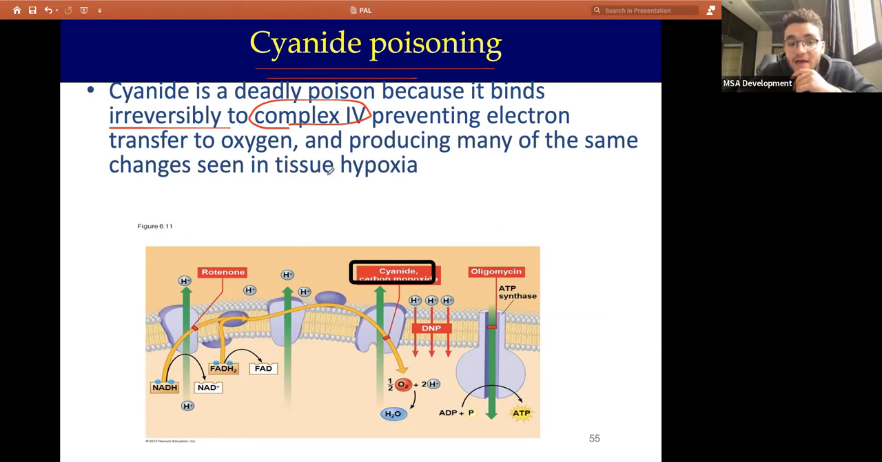And obviously this happens in tissue hypoxia. What is tissue hypoxia? Hypoxia means there is no oxygen. When there is no oxygen, there's nothing to accept the electron. So this is how you have to think of it. What is the function of complex number 4? To transfer the electron for the oxygen to accept it. If cyanide binds to it, it prevents this transfer. Or if there is no oxygen, the electron cannot be accepted. So this is the first point about cyanide poisoning.